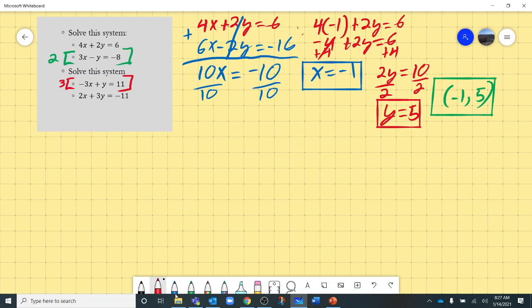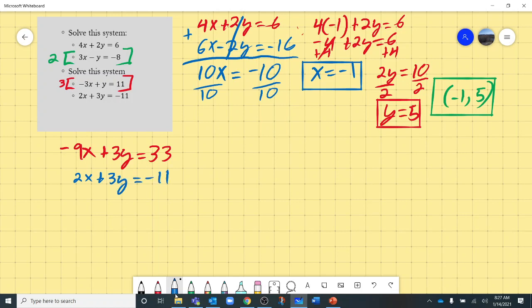Okay, 3 times negative 3x, that would be negative 9x. 3 times y is 3y, and 3 times 11 is 33. And then my other equation is 2x plus 3y equals negative 11.